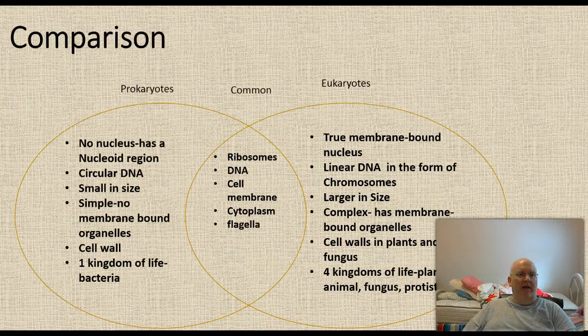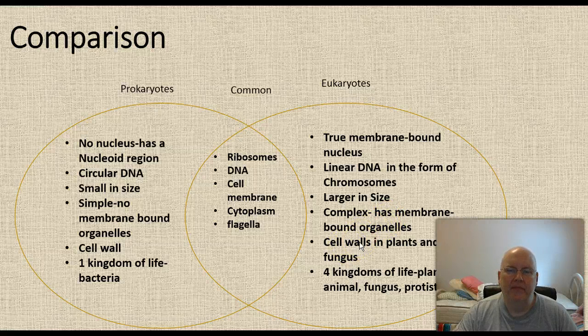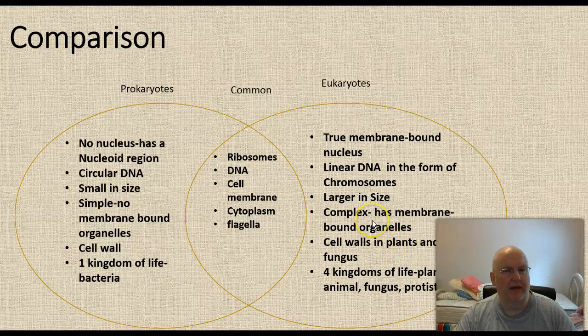Here's a classic Venn diagram, and you can see the differences on either side of the Venn diagram with the similarities in the middle. But I want you to look over here at eukaryotes. They're complex. They have membrane-bound organelles. Some of them have cell walls. Over here, no membrane-bound organelles. These are very simple cells, and they're very small in size. This is only found in one kingdom of life. This is found in the other 4 kingdoms of life.